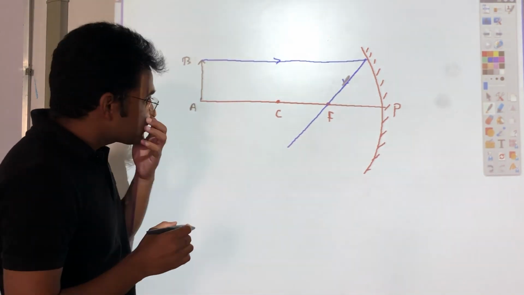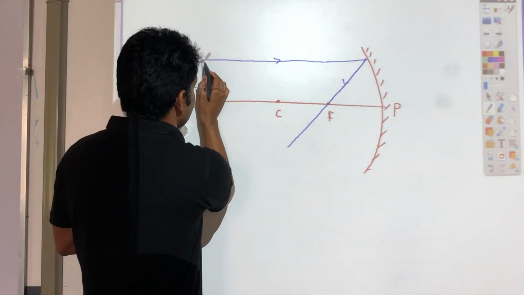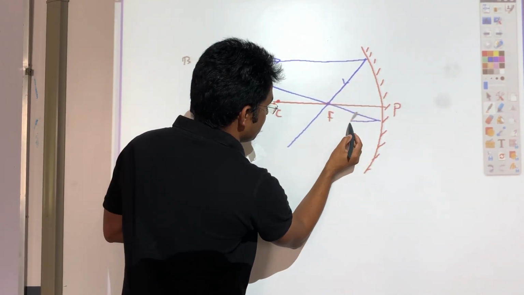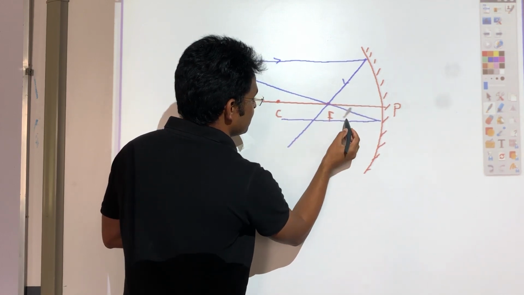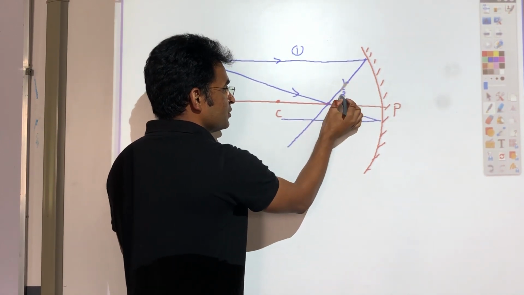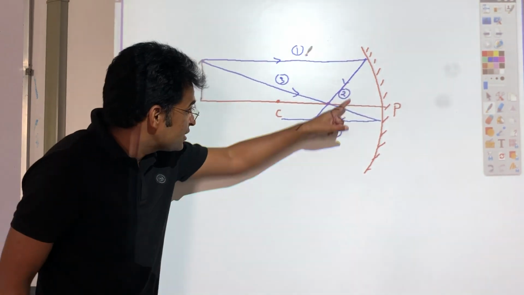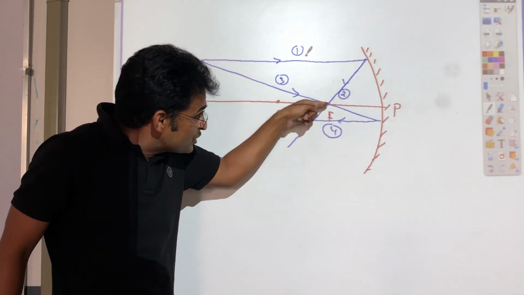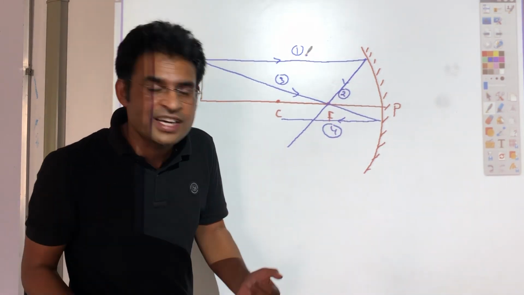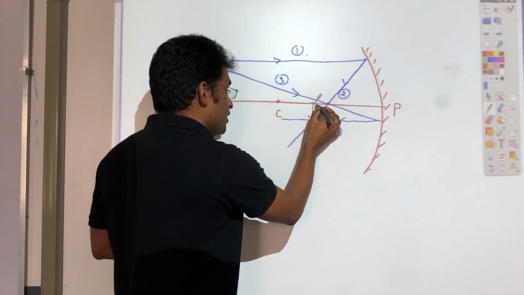Now if a line is already passing through the focus, it must become parallel to the principal axis. So if a line passes through the focus like this one, this line becomes parallel to the principal axis. See, this line is 1, this one is 2, this one is 3, this one is 4. Line 1 is parallel to the principal axis, so it passes through the focus. Line 3 passes through the focus, so it becomes parallel to the principal axis. Lines 2 and 4 are the reflected rays, and where the reflected rays intersect, that point will be the image. So this one is the image.